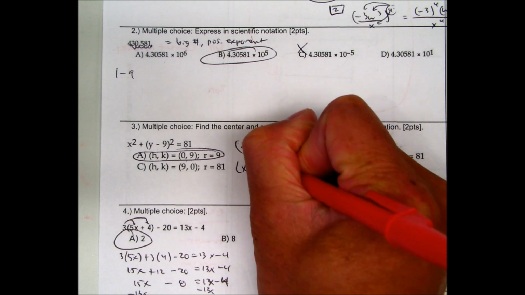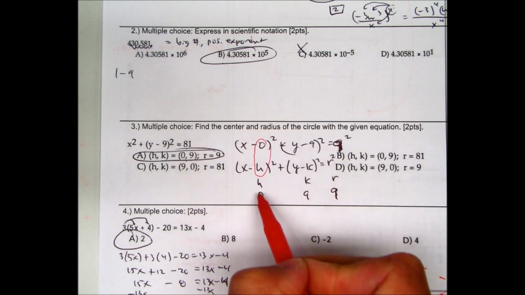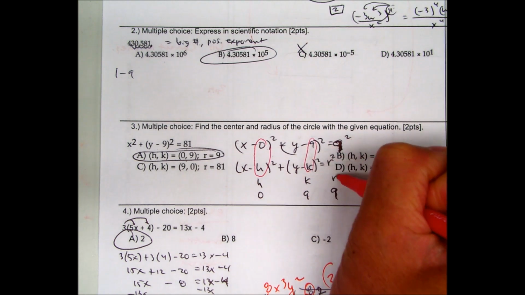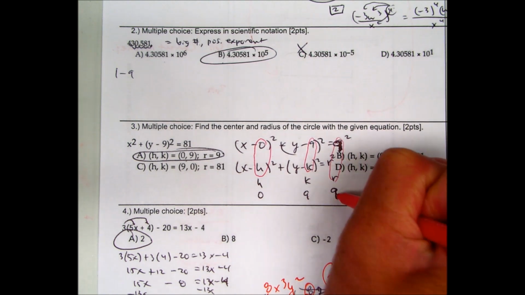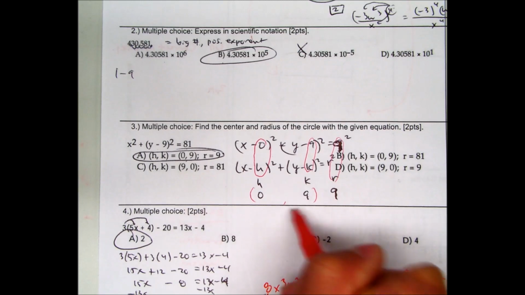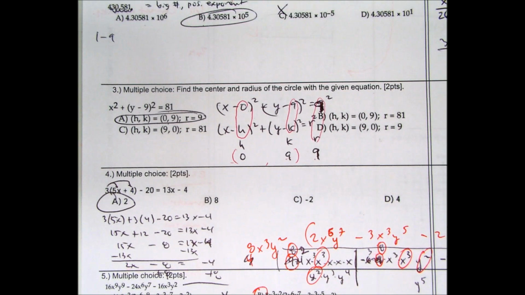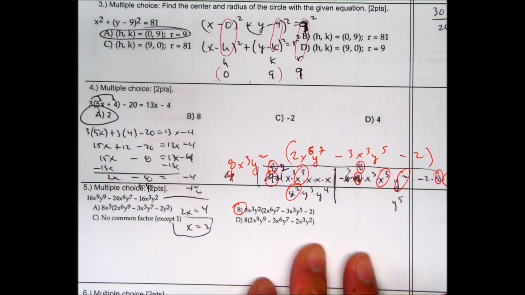my h value. Notice how I'm not circling the negative sign, so h is 0, k is 9, and then your r value is also 9. So my center of my circle is 0, 9, and I have a radius of 9. That would be choice A. Question number 4.